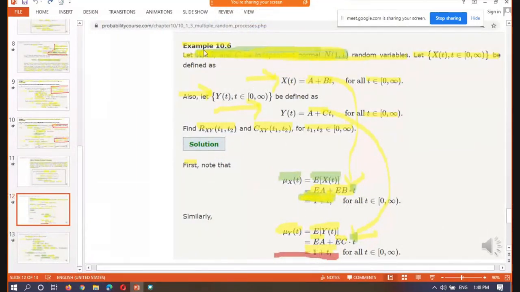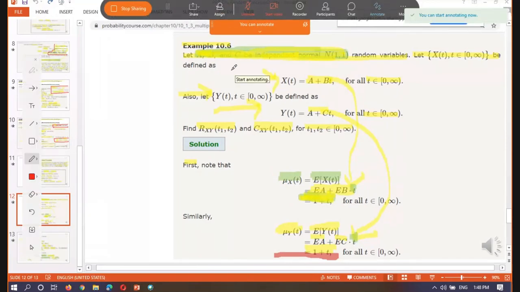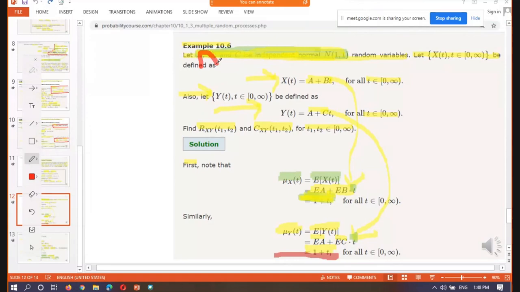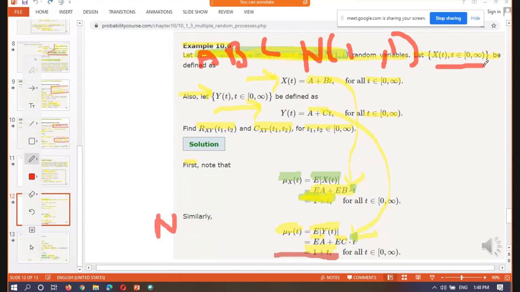So here we are having one random process, and it is given that A, B, and C are three independent and normally distributed random variables. This Xt is a random process, Xt for t belonging to 0 to infinity, defined by Xt equals A plus Bt, where t belongs to 0 to infinity. It means it's a continuous time random process.